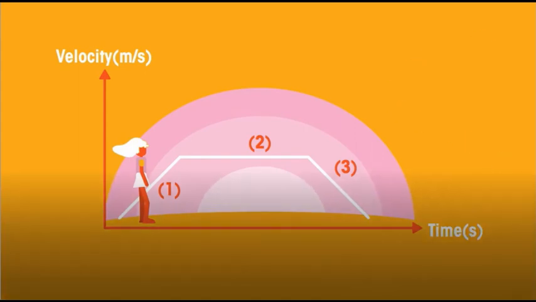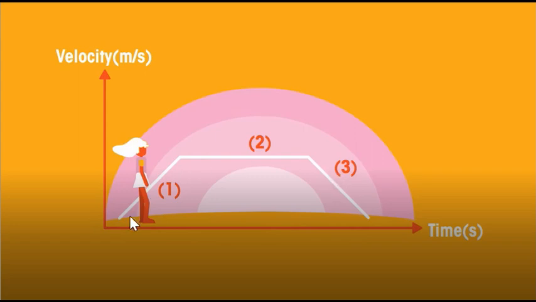So this is an example of a velocity time graph where you see three different types of velocity. In the first case, you saw Alice was walking with an increasing velocity, a positive velocity. In the second case, you saw Alice was walking with a constant velocity. In the third case, you saw Alice was walking with a decreasing velocity.